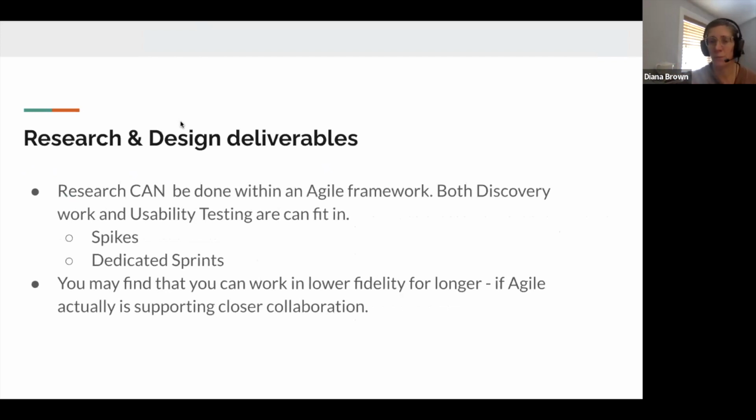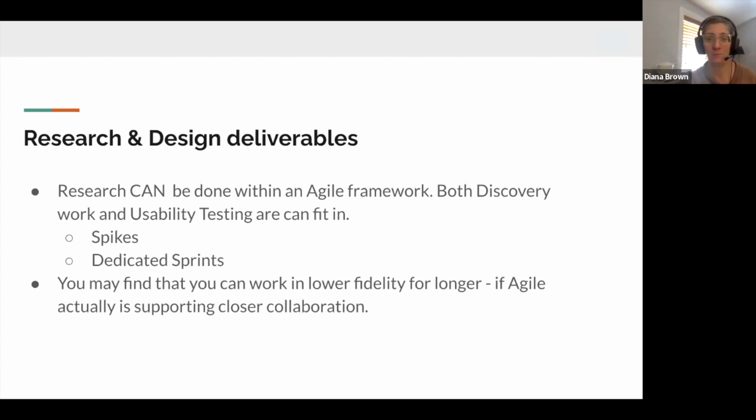Research and design deliverables. Questions often come up around these. I know originally there was a lot of, oh gosh, how are we going to do research? Because you just have these 2 or 3 week sprints and you have to do all this work. You can fit it in. It's easy. You just have to be creative about it sometimes. You can treat research as a spike, just like engineering research, right? You can say, we don't know, but we're going to investigate this and it's going to be a spike, and we don't know what's going to come out of it. And so that's an option.